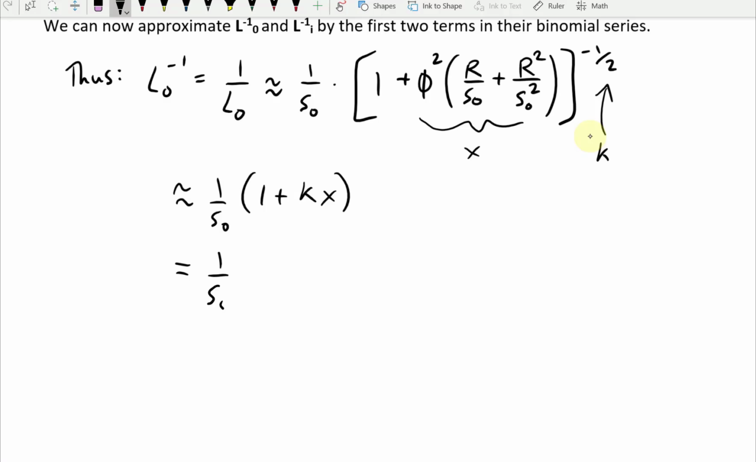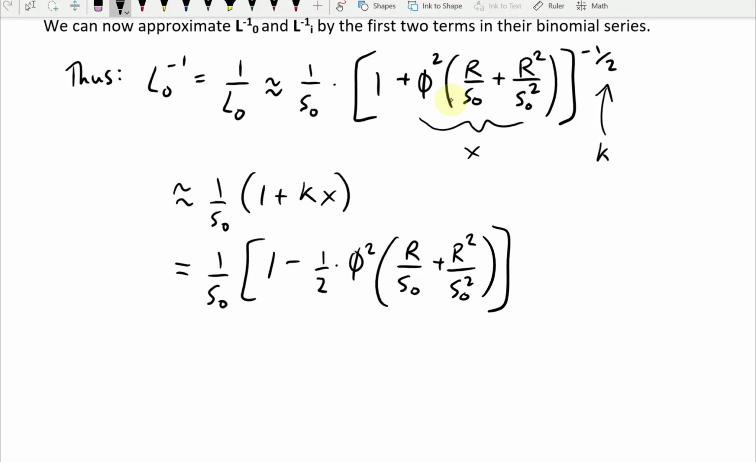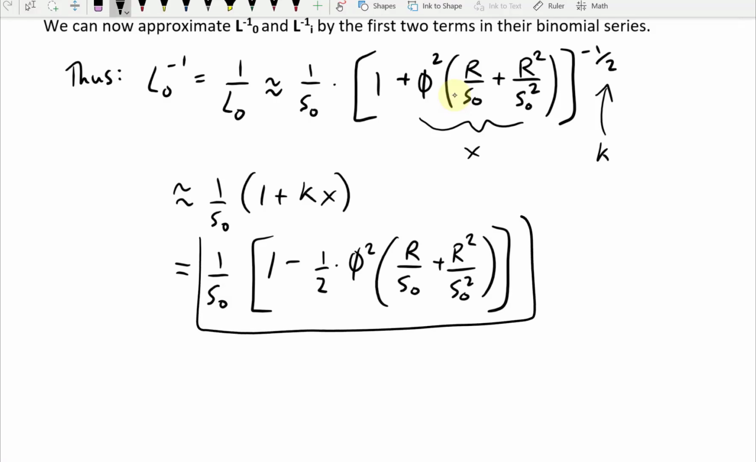So now this is going to be 1 over S naught, and now add our values. Put a square bracket, 1 plus k, which is negative 1/2, and then our x is going to be this whole giant thing. So it's going to be times phi squared, and then we have a bracket R over S naught plus R squared over S naught squared, like that. Put a square bracket around it. So amazing stuff. Let's just box this whole thing out. So now this is our 1 divided by L naught.